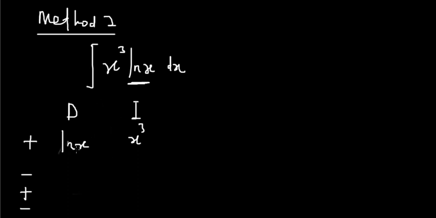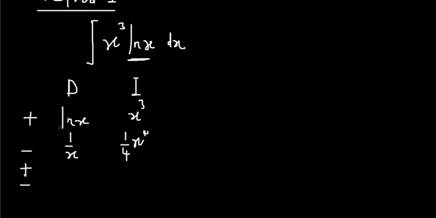So when you differentiate ln of x, you end up with 1 over x. And then when you integrate x exponent 3, you end up with 1 over 4 x exponent 4. Now this is what I want you to keep in mind. Always choose a reasonable and easy function to integrate, as I initially stated. That's why I stated that you choose the specific expression you can easily differentiate and the specific expression you can easily integrate.